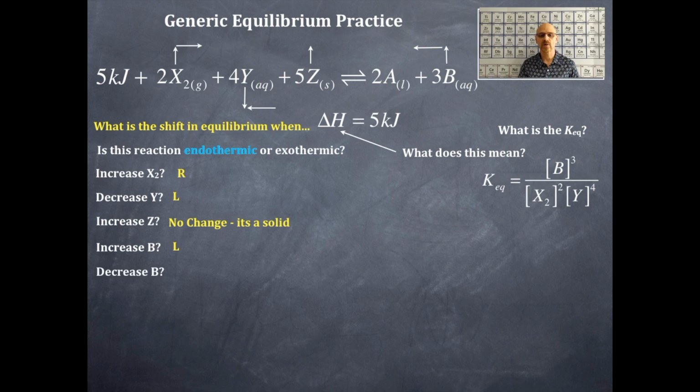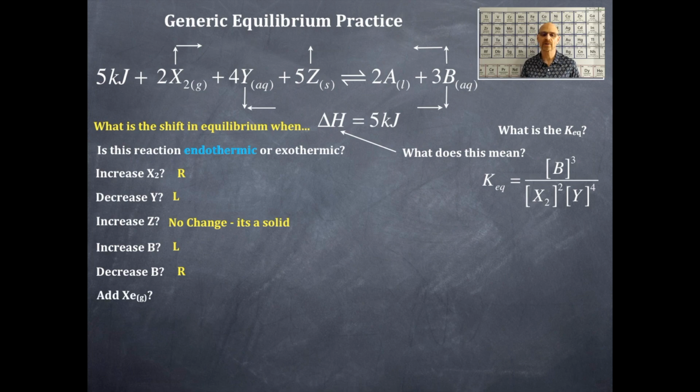All right, next one is what happens if I decrease B. So if I decrease B, which way will it shift? To the right or to the left, or towards reactants or products? I'm going to shift towards it if I decrease B, and that is a shift to the right towards products.